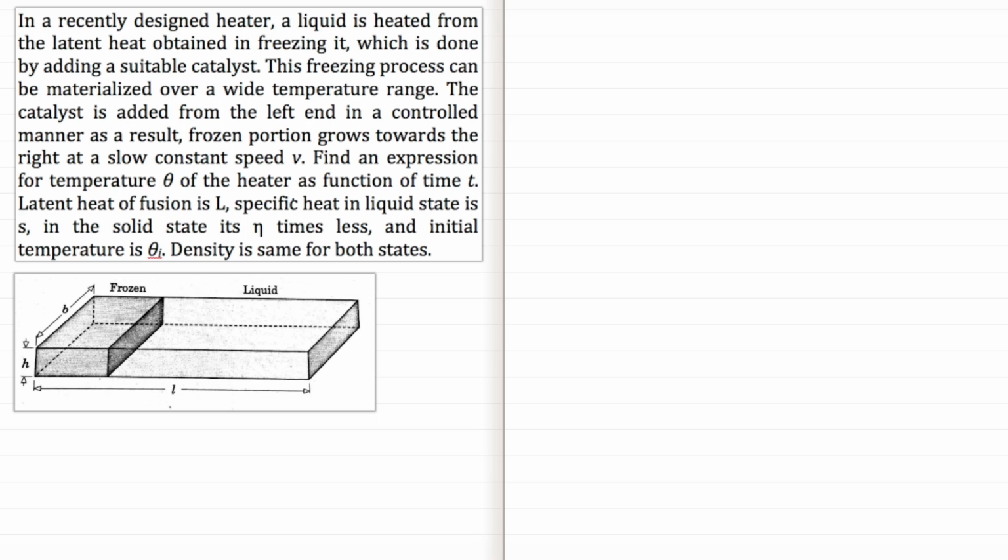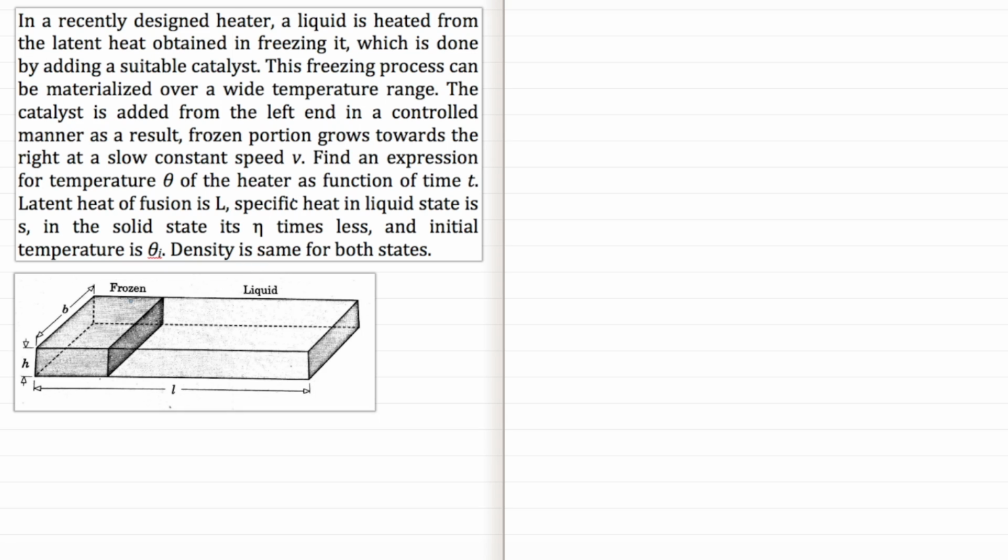So in a recently designed heater, a liquid is heated from the latent heat obtained in freezing it, which is done by adding a suitable catalyst. This freezing process can be materialized over a wide temperature range. The catalyst is added from the left and in a controlled manner. As a result, the frozen portion grows towards the right at a slow constant speed v. Find an expression for temperature theta of the heater as a function of time. Latent heat of fusion is L and the data are given.